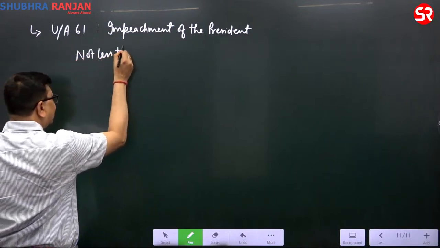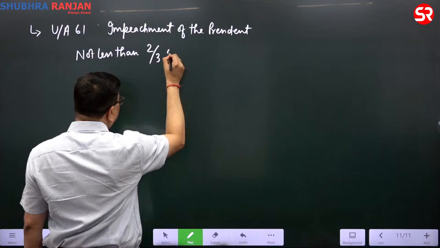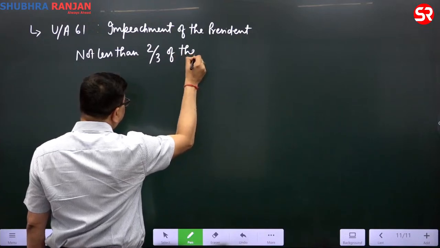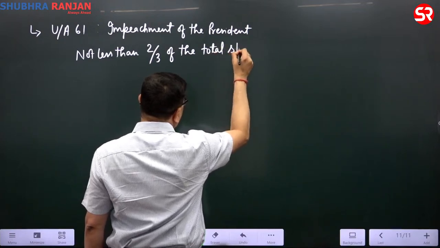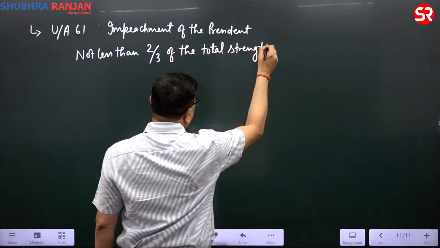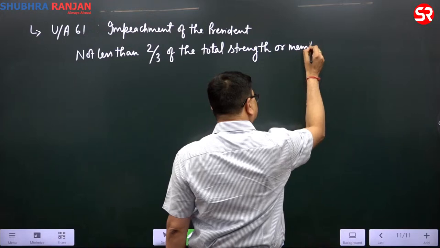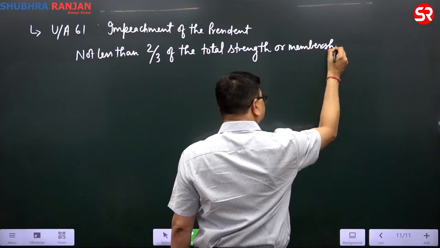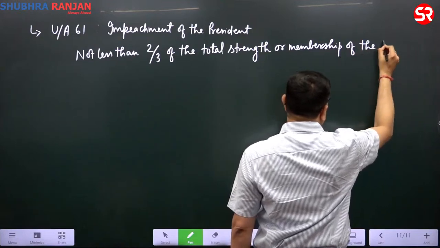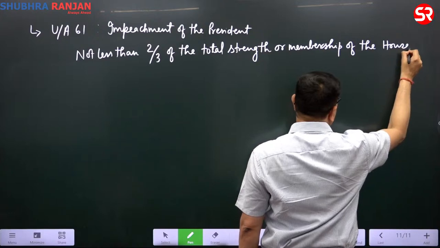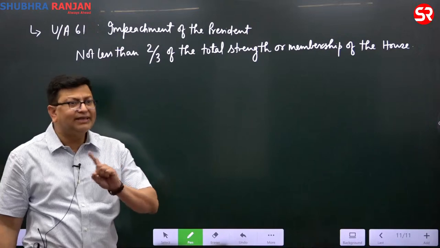It is not less than 2/3 of the total strength or membership of the house. This number will be required in both the houses sitting separately.